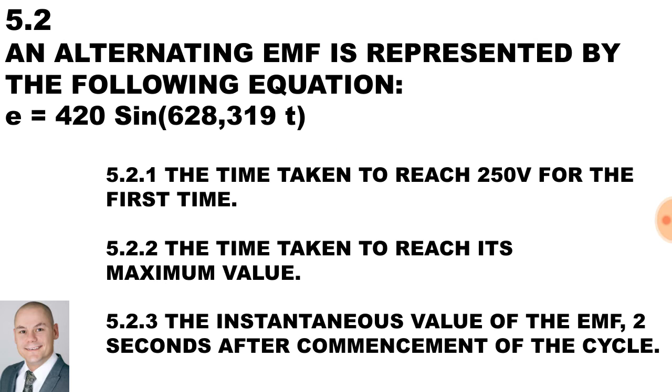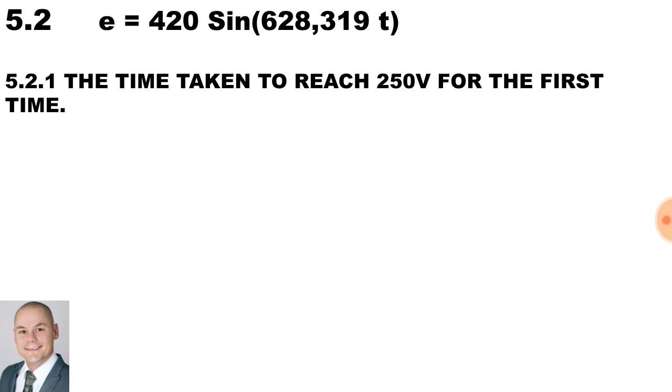Question 5.2. An alternating EMF is represented by the following equation. In my equation, the instantaneous voltage is equal to the maximum multiplied by sine of the angular velocity in radians per second. The first question states, calculate the time taken to reach 250 volts for the first time.